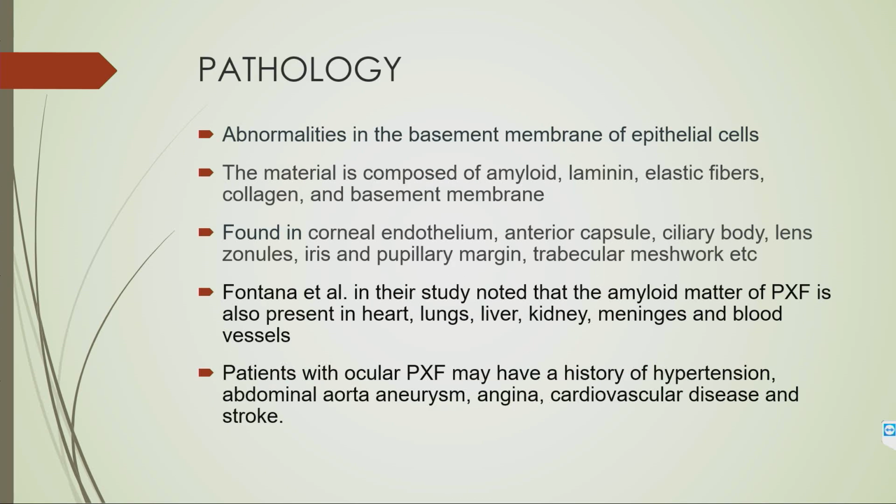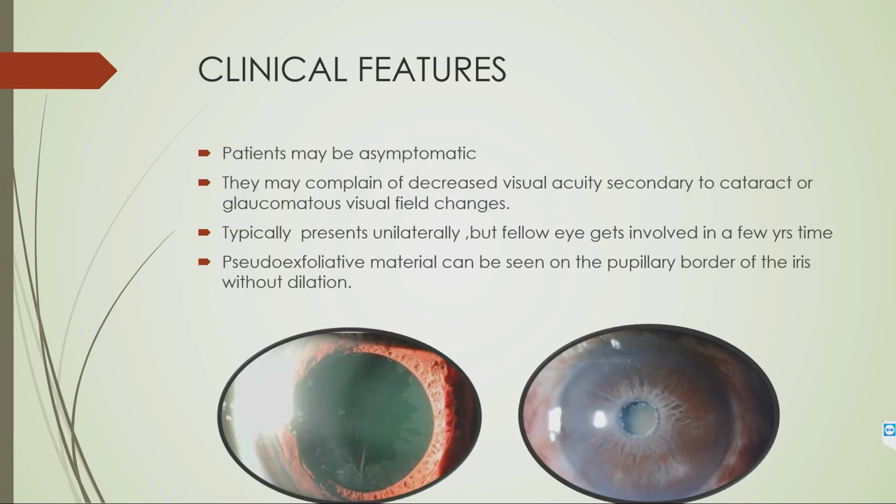And the deposition of the material is seen not only in the ocular tissues but also in heart, lung, liver, kidney, meninges, and blood vessels. Patients with ocular PXF may have a history of hypertension, abdominal aorta aneurysm, angina, cardiovascular disease, and stroke. But the studies are still going on.